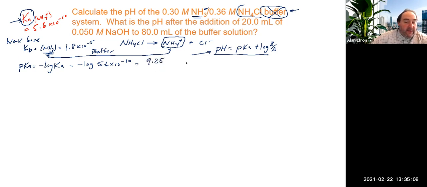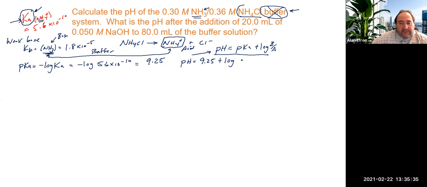That means we can go directly into the Henderson-Hasselbalch equation: 9.25 plus the log. Again, we want to make sure we understand which one is our base. NH3 is our base. And based on what I gave you, which was the Ka for NH4, that tells you that's the acid part of the buffer. So you don't want to overlook those little clues that you can find in the problems.